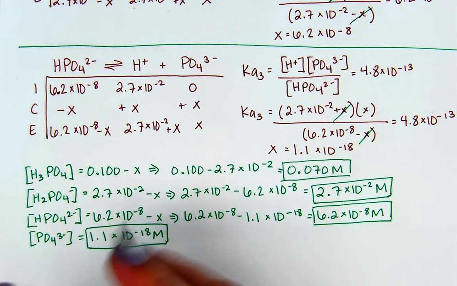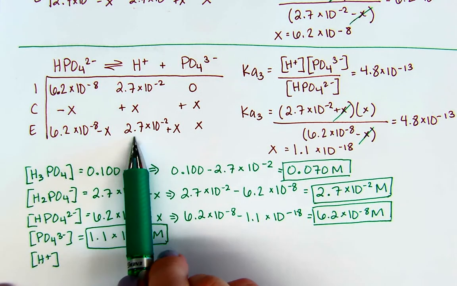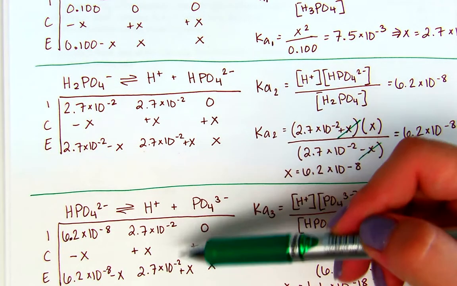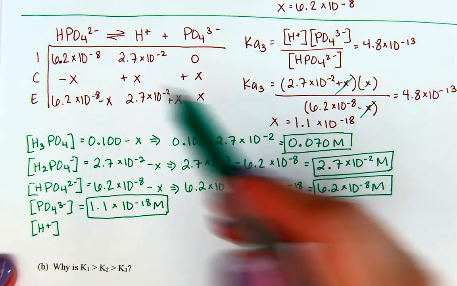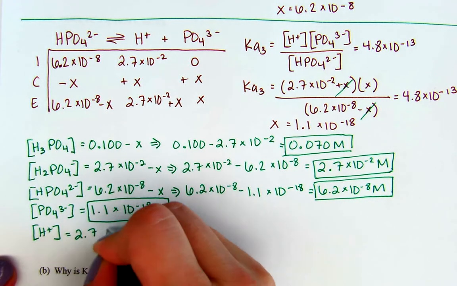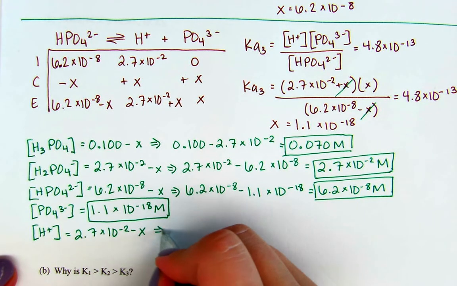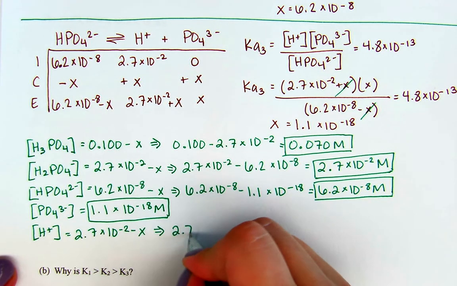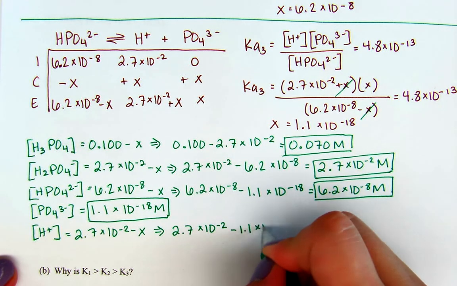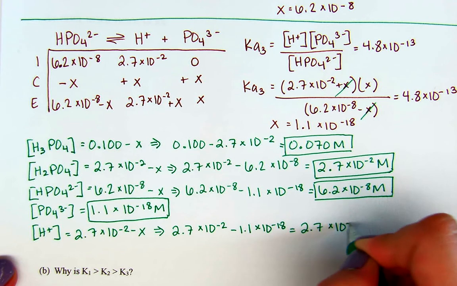Okay, next thing we need to find, the concentration of hydrogen ions, so H+. The concentration of H+ at the very, very end here. You're going to want to always pick the one at the very end, but as you'll see, it hasn't really changed. Really, only the first dissociation determines the H, but you just look at the end. So H+ equals 2.7 times 10 to the negative 2 minus x. And x again is really tiny, so it's not going to do anything. 2.7 times 10 to the negative 2 minus 1.1 times 10 to the negative 18, and that's still 2.7 times 10 to the negative 2 molar.